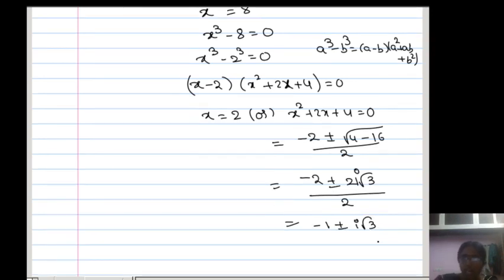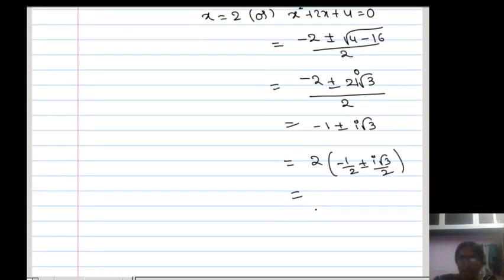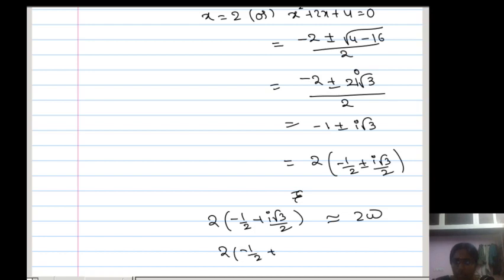Now I am writing this by multiplying and dividing by 2. What happened? Minus 1 by 2 plus or minus i root 3 by 2. Multiplying and dividing by 2 here, so they are both equal. Why? Because this is equivalent to omega and omega power 2. So how many roots do we have here? One is 2 into minus 1 by 2 plus i root 3 by 2, which is equivalent to 2 omega. Next, 2 into minus 1 by 2 minus i root 3 by 2, which is equivalent to 2 omega power 2.